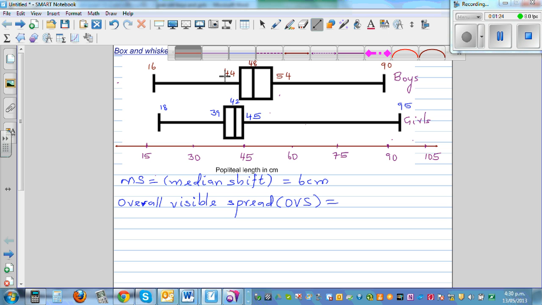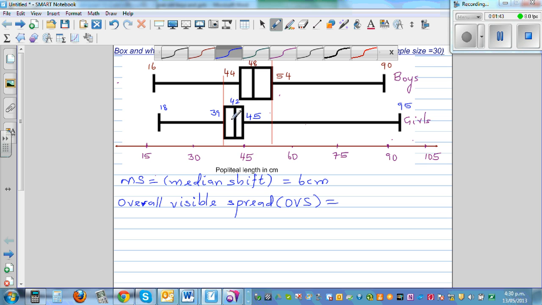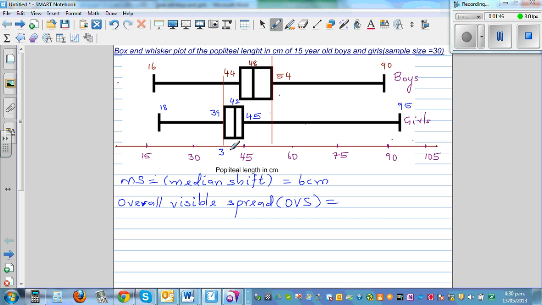So 39 is the lower of the lower quartiles. This is the lower quartile of boys and this is the lower quartile of girls. So the lower of the lower quartiles and the upper of the upper quartiles, the difference between those two is called the overall visible spread. So this is 39, this is 39, and this is 54. So 39 plus 1 is 40, and then 14, so it's 15 centimeters.